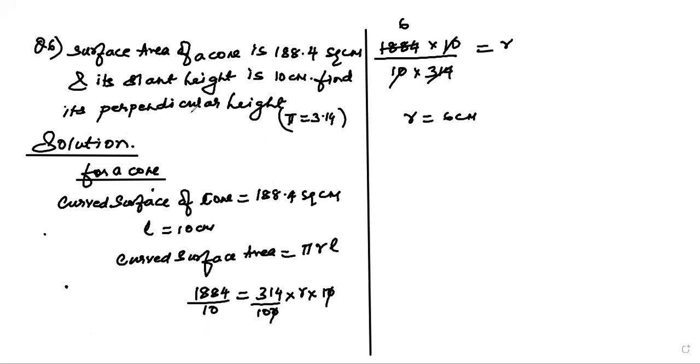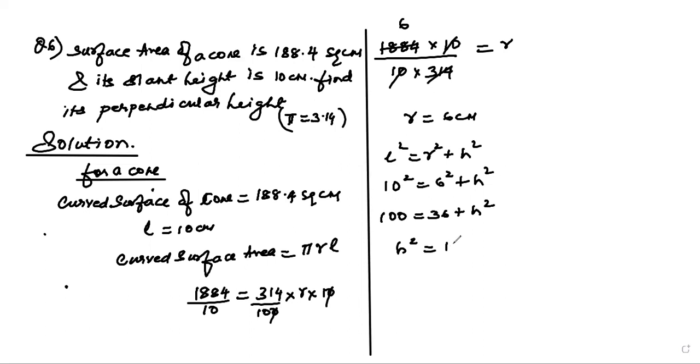But r is not the answer. They want perpendicular height. But don't you agree, if L and r are there, I can find h? L square equal r square plus h square. Got it? So 10 square equal 6 square plus h square. So 100 equal 36 plus h square. So h square equal 100 minus 36. So h square equal 64. So h equal 8 centimeter.